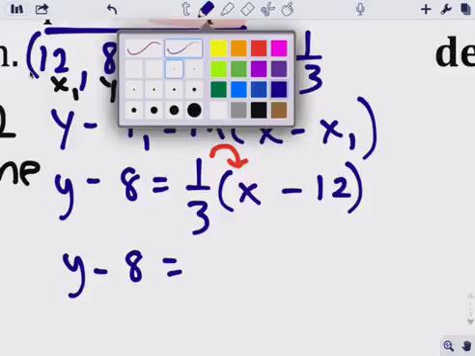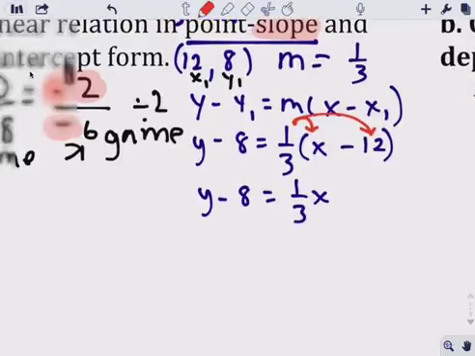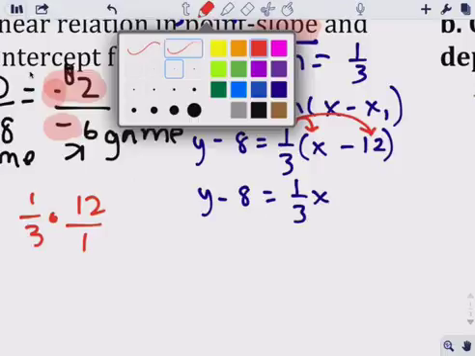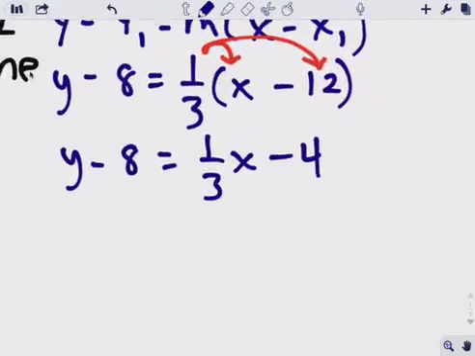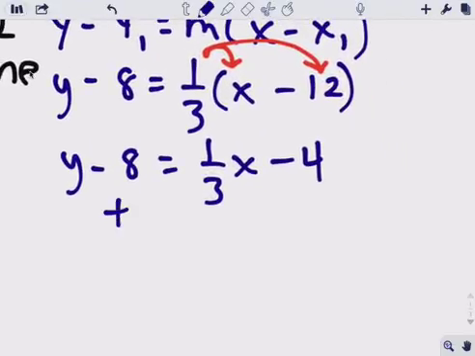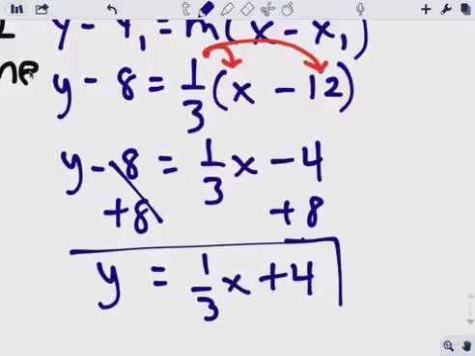That gets me 1 over 3x. Distribute 1 over 3 to 12. Okay, multiply that: 1 over 3 times 12. Cross cancel. 3 divided into 12 is 4, so that gives you a minus 4 right there. Add 8. Add 8. Cancel that. y equals 1 over 3x plus 4.